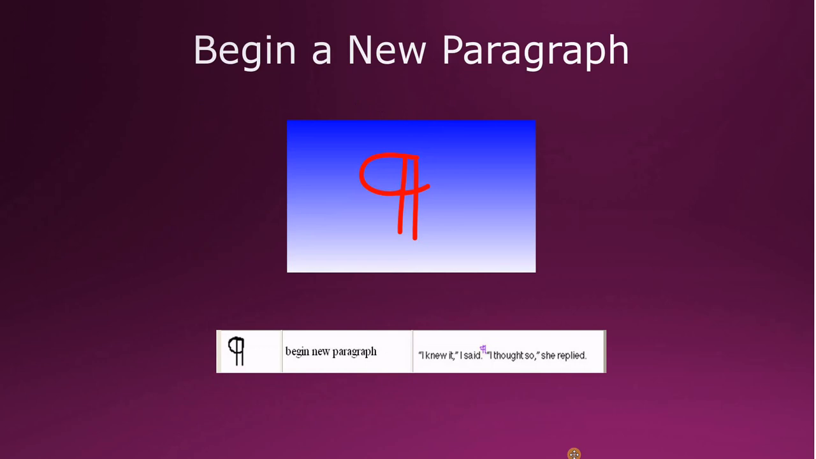Begin a new paragraph. The begin a new paragraph symbol looks like this. Here is an example. "I knew what I said." "I thought so," she replied. Here in creative writing, if we're having dialogue from one person saying something to another, it would make more sense to move the second person's words into its own paragraph or into its own line structure. So therefore, you have a differentiation between the dialogue conversation in creative writing.